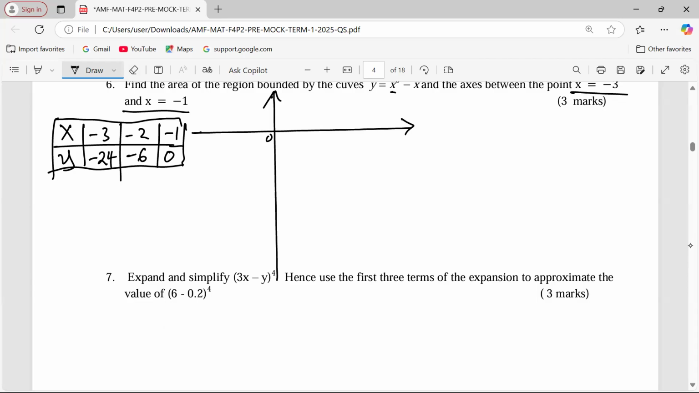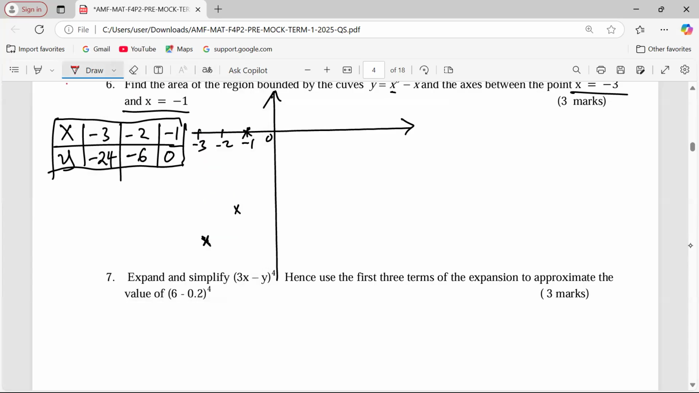From 0, we have a negative 1 here. We have a negative 2. There is a negative 3. So the coordinate for negative 3 is negative 24. For negative 2, we have 6. And for -1, we will have 0. Yeah, that is how they have it.